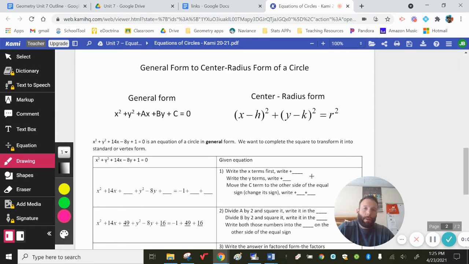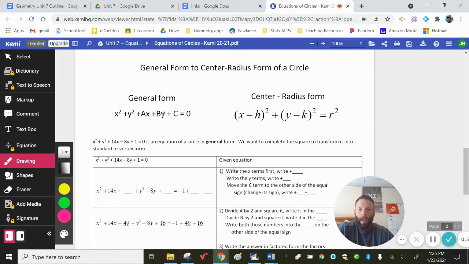Okay, here's now part two from our equations of circles notes. This is when we're going to learn how to convert from a general form of an equation to the center radius form of equation. See, general form looks like this right here, where you have x squared plus y squared plus a times x plus b times y plus c equals 0. So you have this kind of written all out with all the x's and the y's and such.